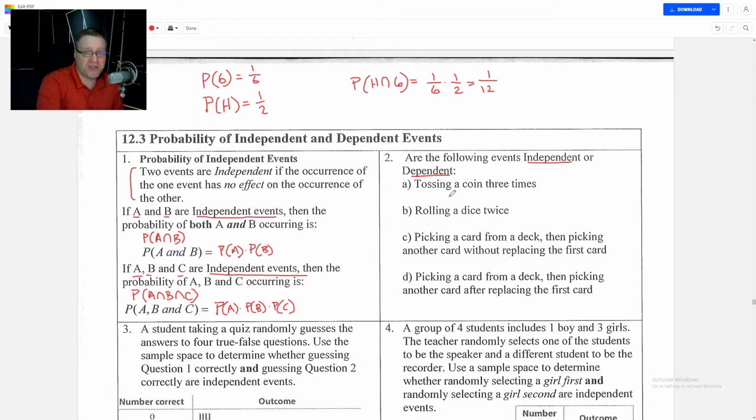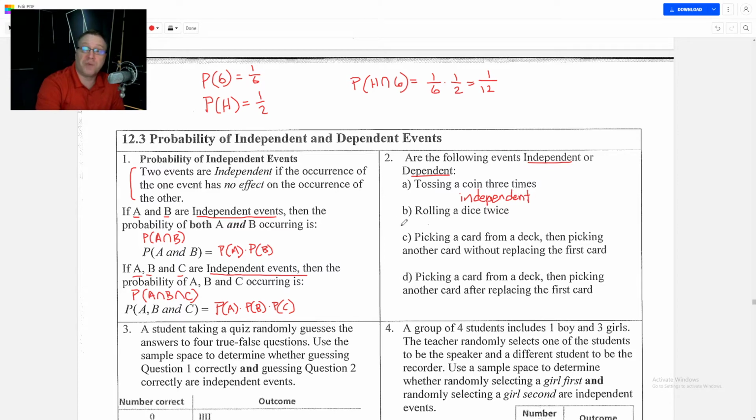So, tossing a coin 3 times or many times, doesn't matter how many times, every time we do it, it's an independent event. It doesn't matter what happened before. All right, independent. All right, so this is independent.